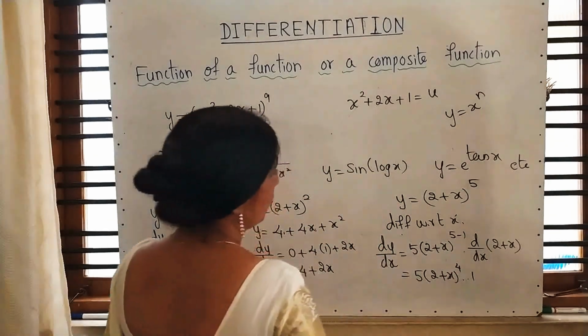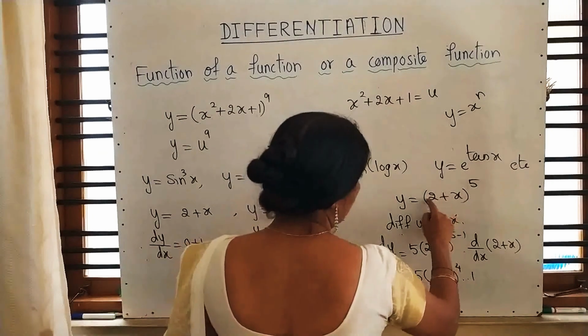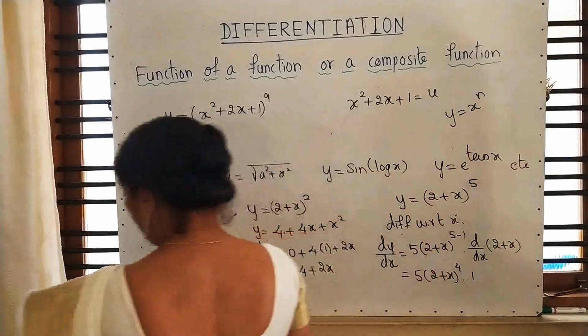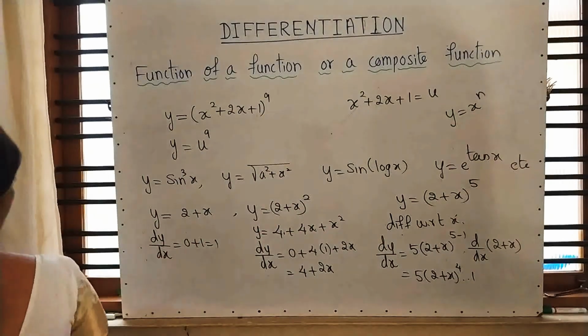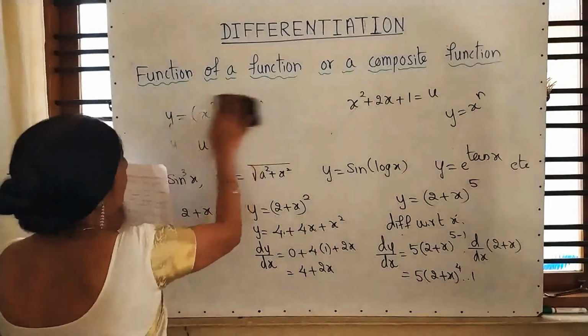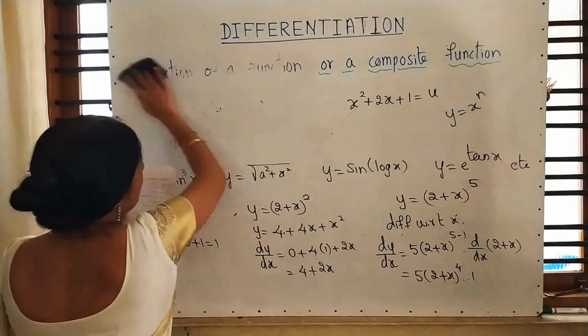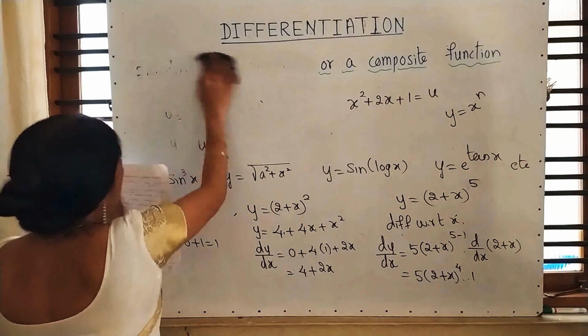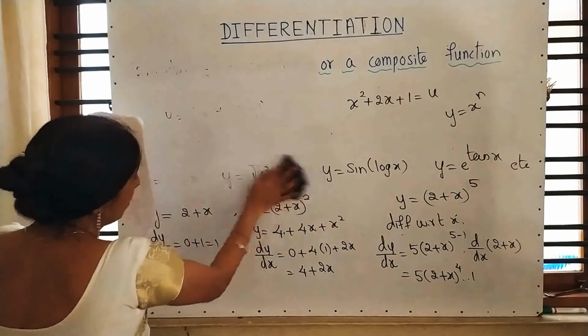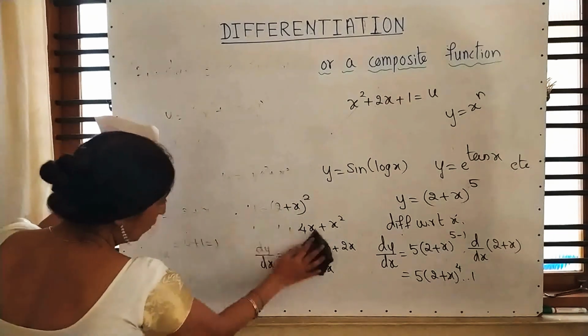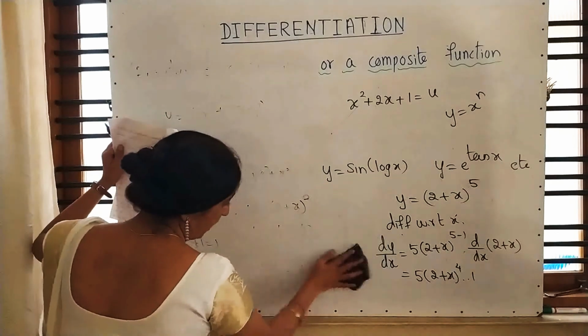Otherwise, some lecturers, instead of this, write u and then differentiate. I don't want that method. I just want to explain the concept and make everything clear to you. Understood? So these are called composite functions, and how we differentiate them I explained already.